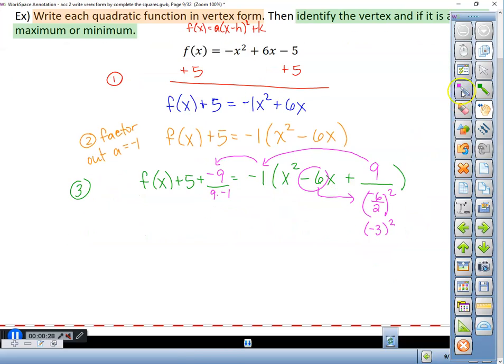All right, we're getting close to being done now. So in our next step, we are going to add these numbers together. So +5 and -9 would be -4. So that's going to give us f of x minus 4 equals. And over here, we now have this perfect square trinomial that we will be able to factor into a quantity squared.